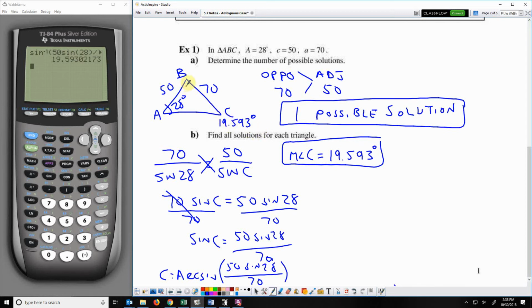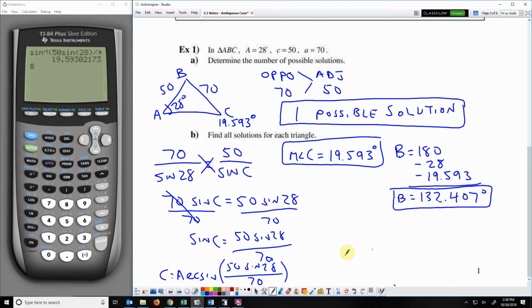Well, I can find angle B first, actually. So in order to find angle B, I'm going to do 180 minus 28 minus 19.593. And if I type that in my calculator, it's going to give me 132.407 degrees. So I've got my other angle. And I'm going to have to use that angle in further calculations, so I'll keep that extra decimal.